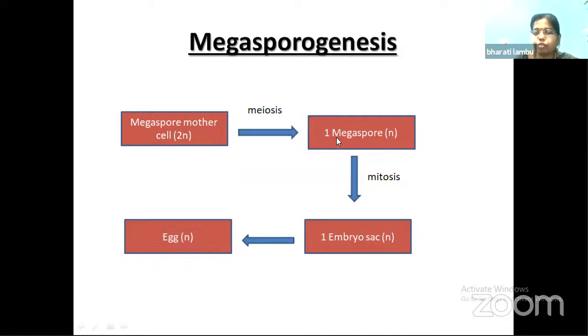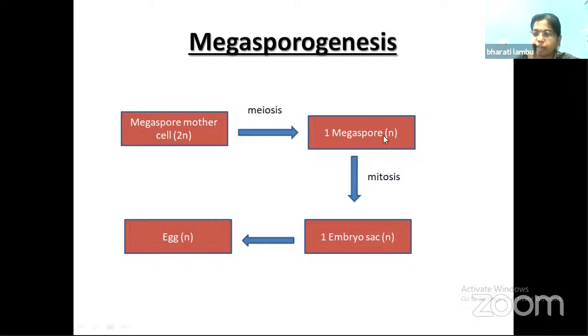Megasporogenesis is nothing but the formation of megaspores from the megaspore mother cell. Where is this megaspore mother cell present? It is present inside the nucellus tissue. In the body of the ovule, the nucellus tissue is enclosed by the integuments. So one cell near the micropyle will enlarge and form the megaspore mother cell, or the hypodermal cell. That cell will enlarge, with dense cytoplasm and a prominent nucleus. And this 2n cell will undergo meiotic division and form 4 haploid megaspores.